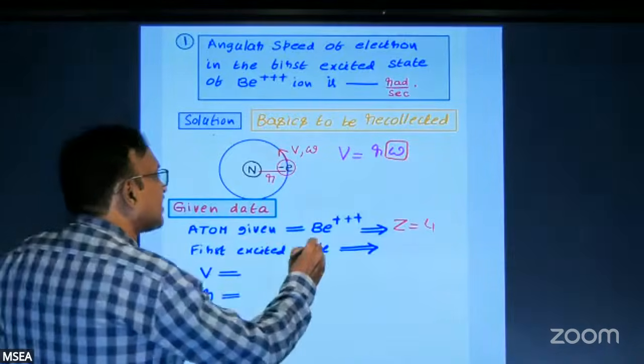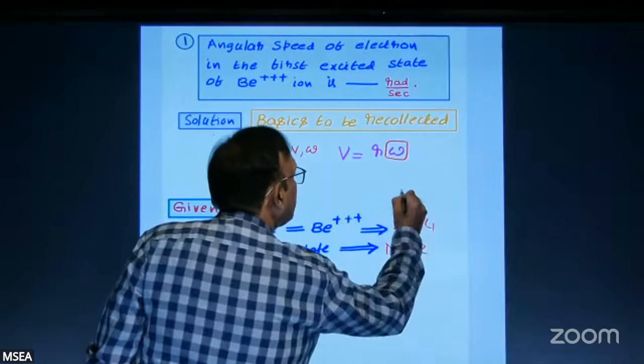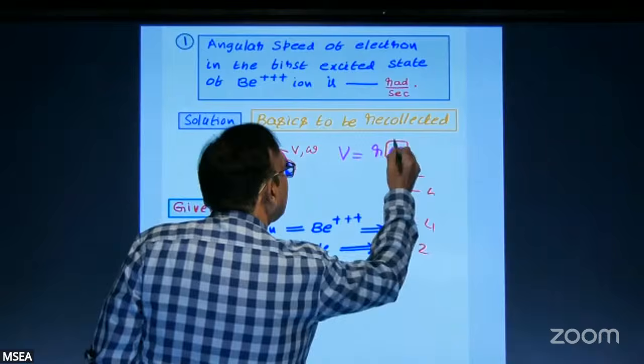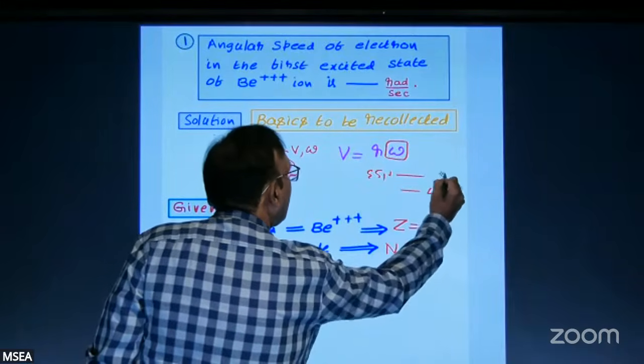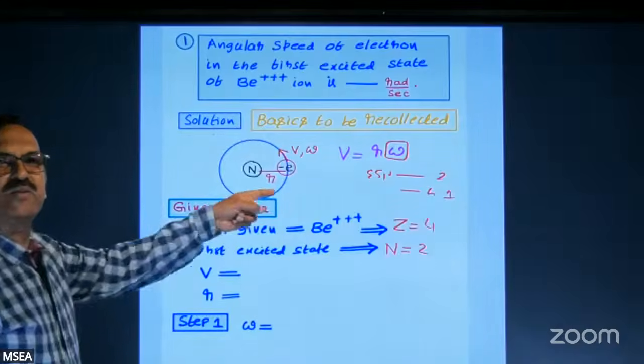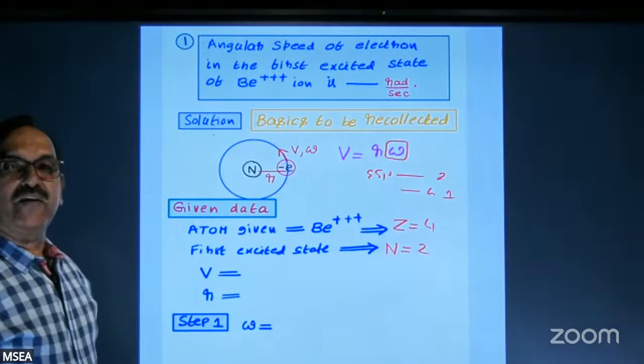All of you know, first excited state means the orbit number in which it is orbiting is 2. This is the ground state and the remaining are excited states. So ground state means 1, first excited state means 2. That is also a familiar point. Then I want to know how to calculate the angular velocity.